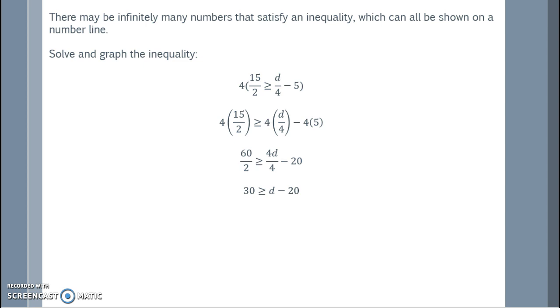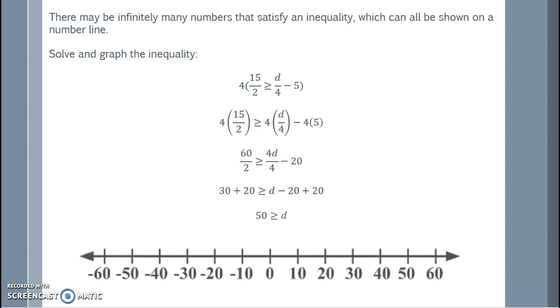We need to get d by itself, so we're going to add 20 to both sides. So 50 is greater than or equal to d. Because we have a greater than or equal to sign, we will have a solid dot at 50. Now we need to determine which way our arrow will go. So I like to pick a point like 0. Is 50 greater than or equal to 0? True. Is 60 greater than or equal to 0? That's false. So our arrow needs to go left. Needs to be where all the true values are.